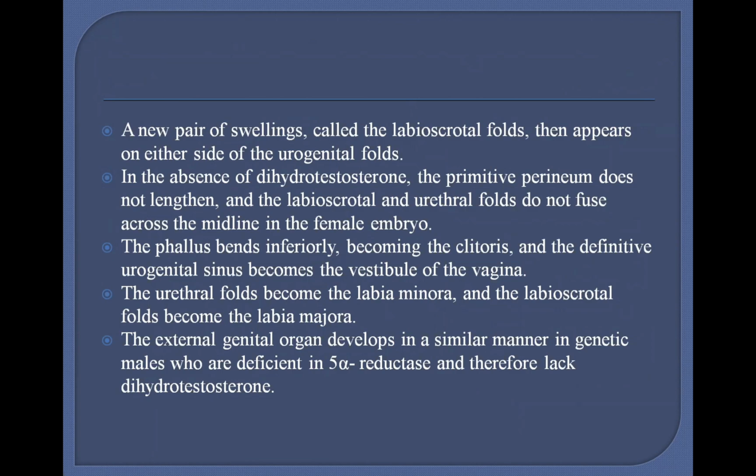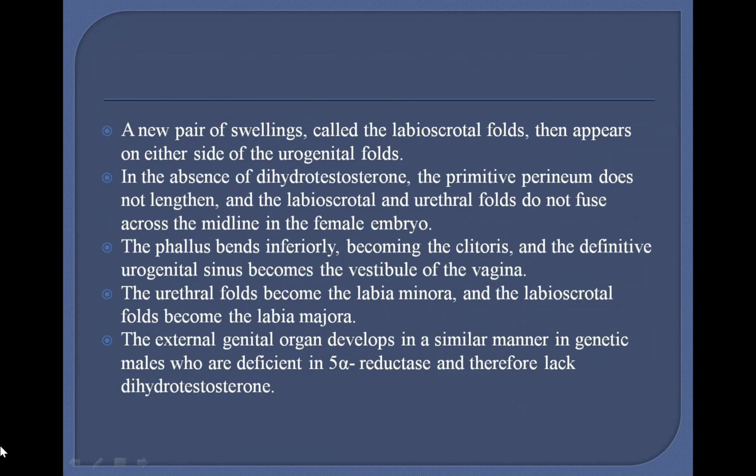The phallus bends inferiorly, becoming the clitoris, and the definitive urogenital sinus will become the vestibule of the vagina in females. These urethral folds become the labia minora and the labioscrotal folds become the labia majora. So this was reversed, and that is why option D was wrong.